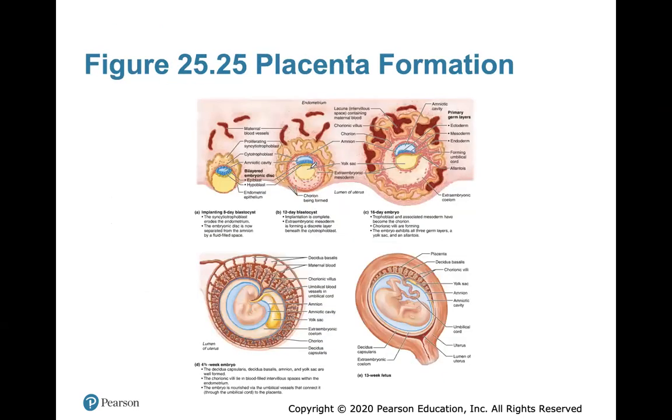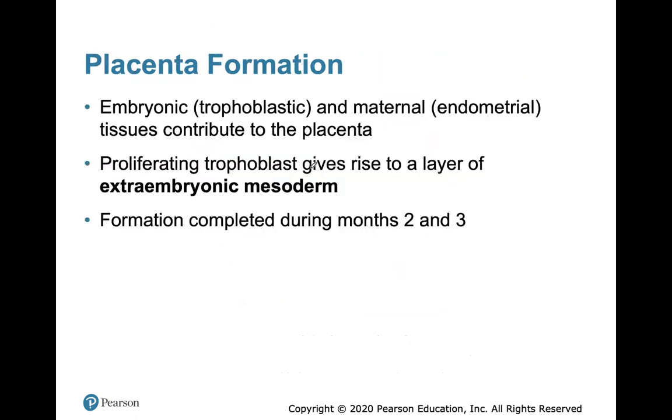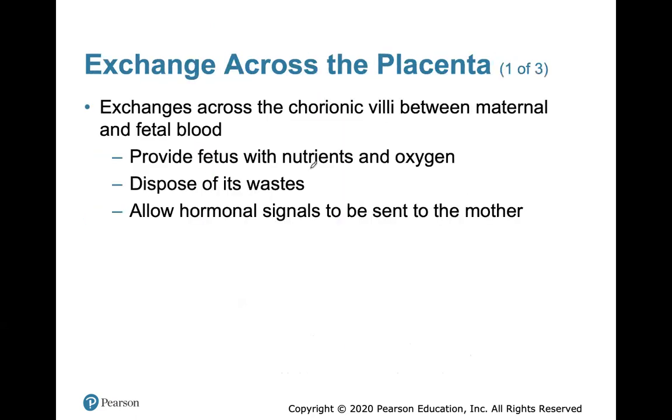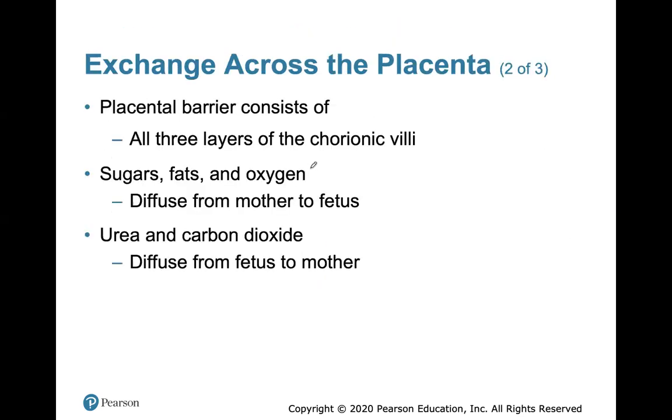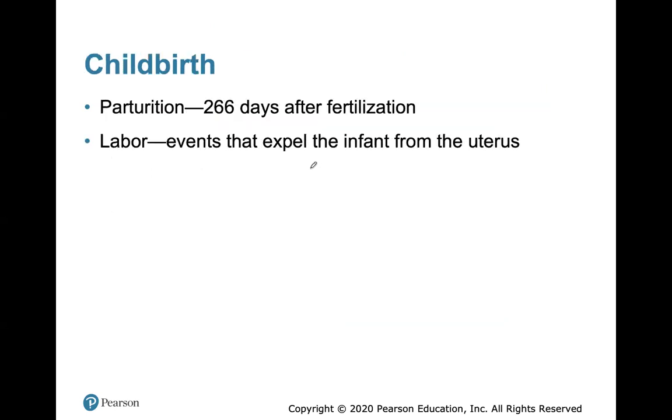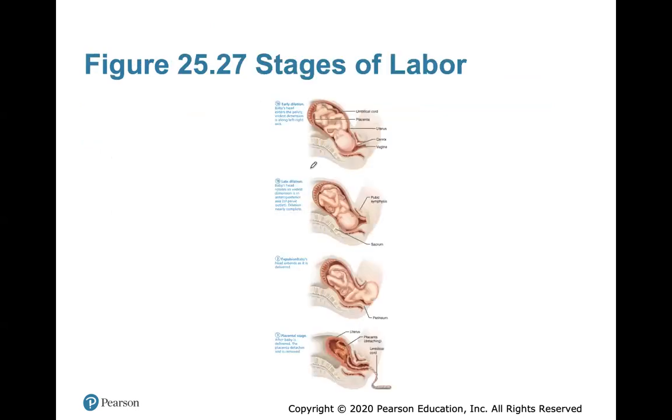So here's the placenta formation, which will form a sac around the baby to provide nutrients from the mother as the baby grows. And I'm going to skip over this, I don't ask you guys a lot about it. The exchange across the placenta provides the fetus with nutrients and oxygen, disposes wastes, and allows hormonal signals to be sent to the mother. And I don't ask you guys too many questions about the exchanges across the placenta either. Childbirth then is also known as parturition. It occurs 266 days after fertilization, and labor is all the events that expel the infant from the uterus, as shown here.